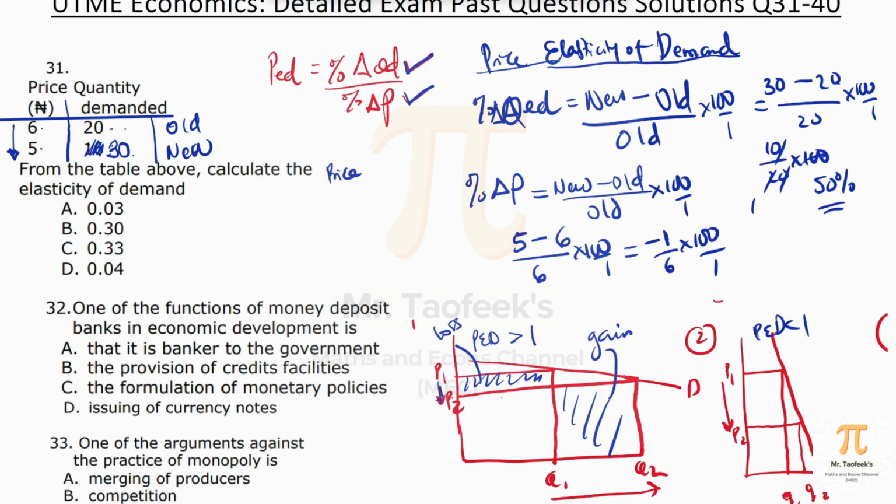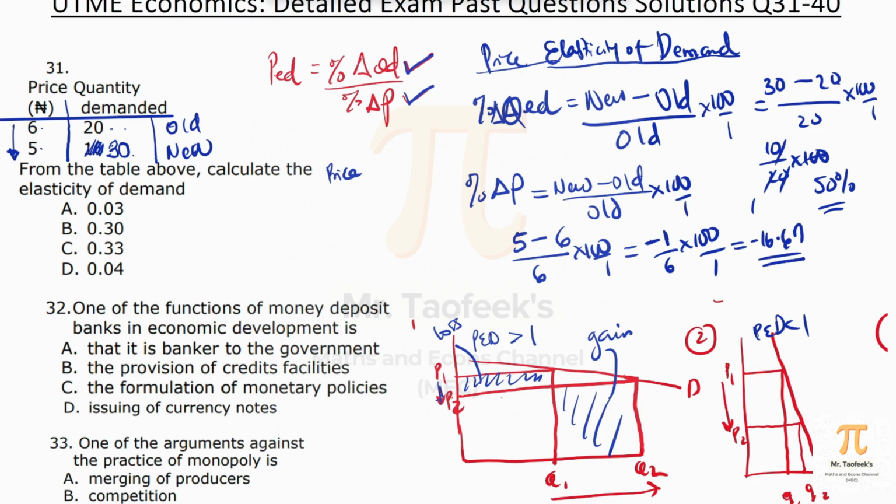So using my calculator, 100 divided by 6, that gives me 16.67. And because of this minus here, I'll have minus 16.67. So that's my percentage change in price.